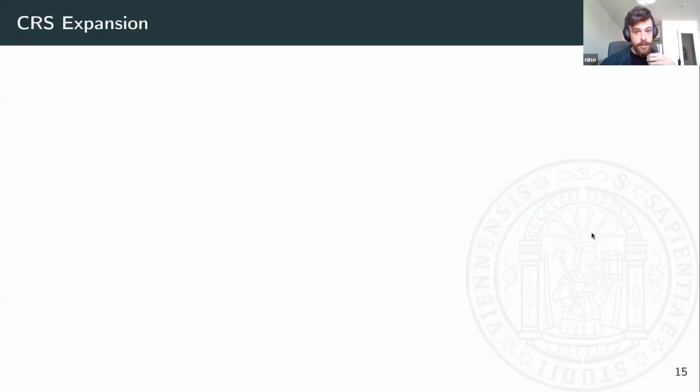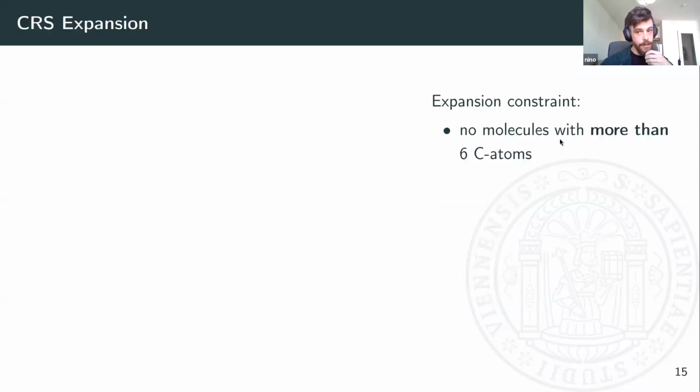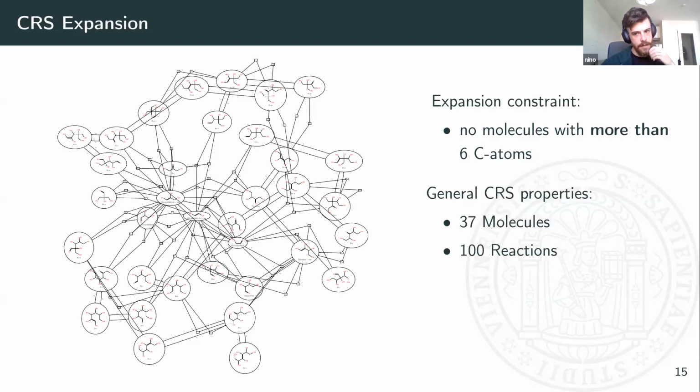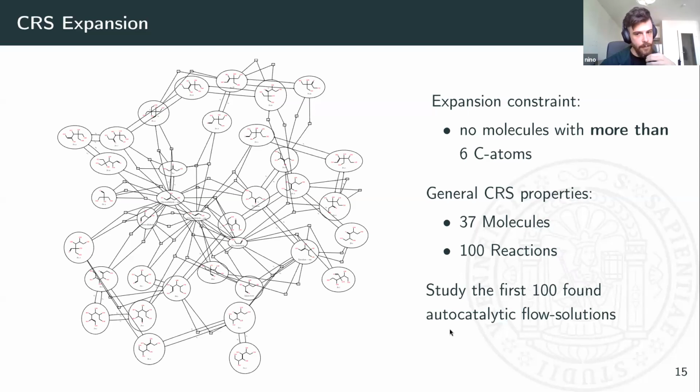So doing a constrained expansion where you don't allow any molecules with more than 6 C atoms. Again, otherwise your expansion would never terminate, so you need to define a certain size cutoff. You end up with a chemical reaction space that contains 37 molecules in total and 100 reactions. And using the hyperflow query method of MØD, you can study the first 100 solutions that are autocatalytic with respect to glycolaldehyde.